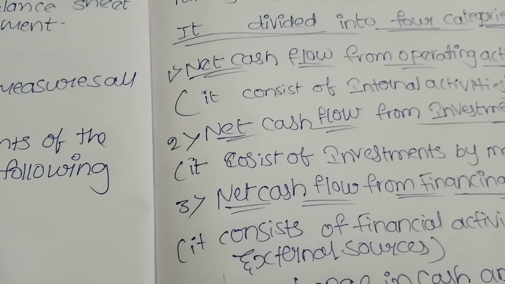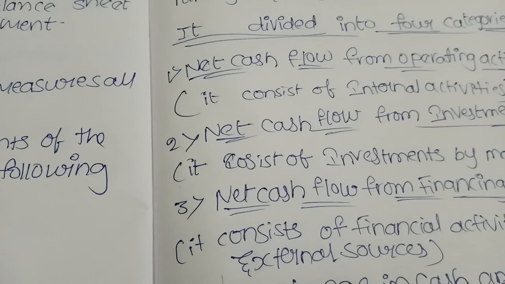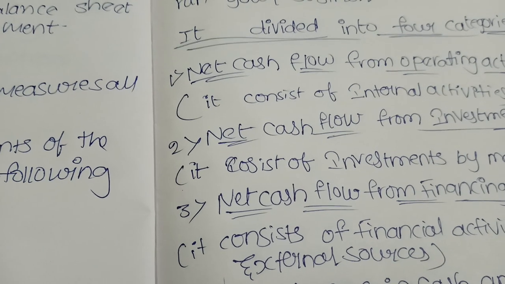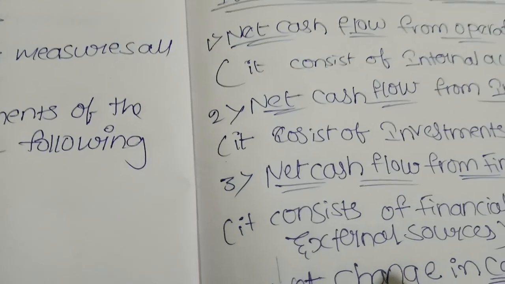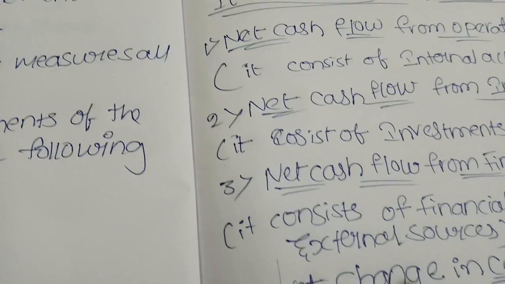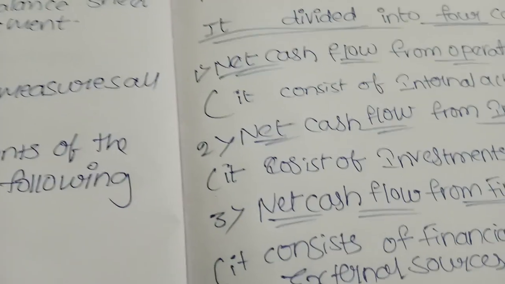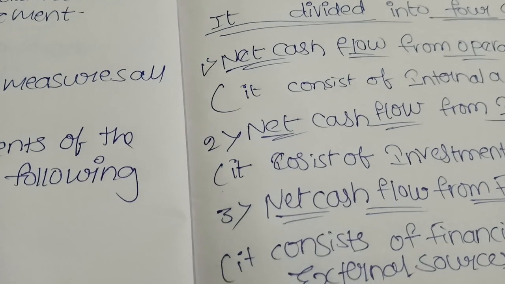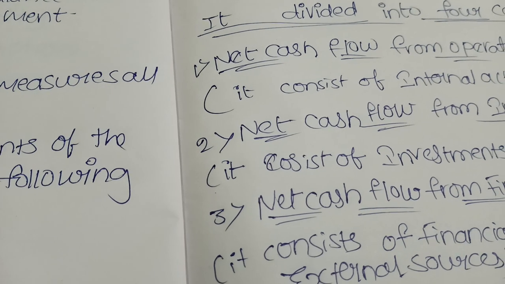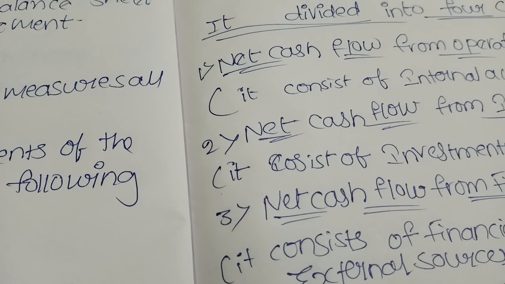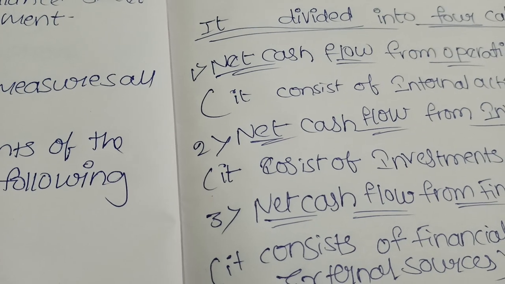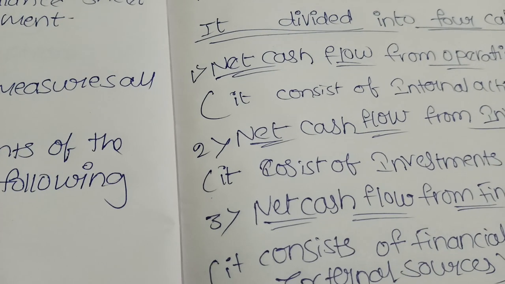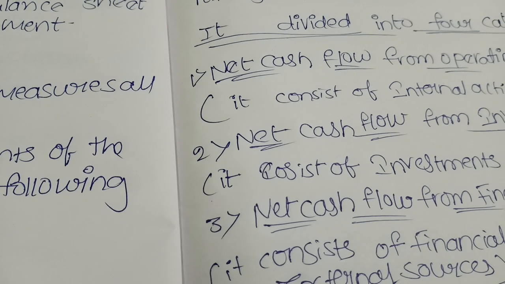Next one, net cash flow from financial activities. It consists of financial activities from external sources. Financial activities are the external activities, external sources of cash, that affect cash flow. This includes sales of common stock, changes in short-term and long-term loans, and dividends paid. These all come under financial activities.